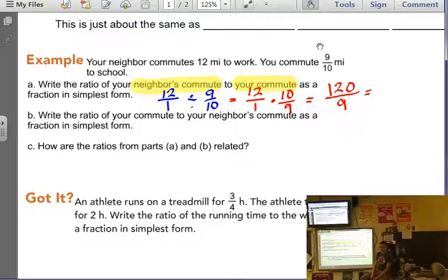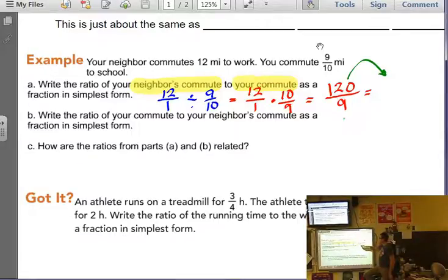One second. Can we reduce? Is there anything I can divide them both by, Zion? 9. I don't know if I can divide 120 by 9. I might be able to. 3, 3 for sure, right? So let's do 3 to start. If I divide by 3, it'd be 40.